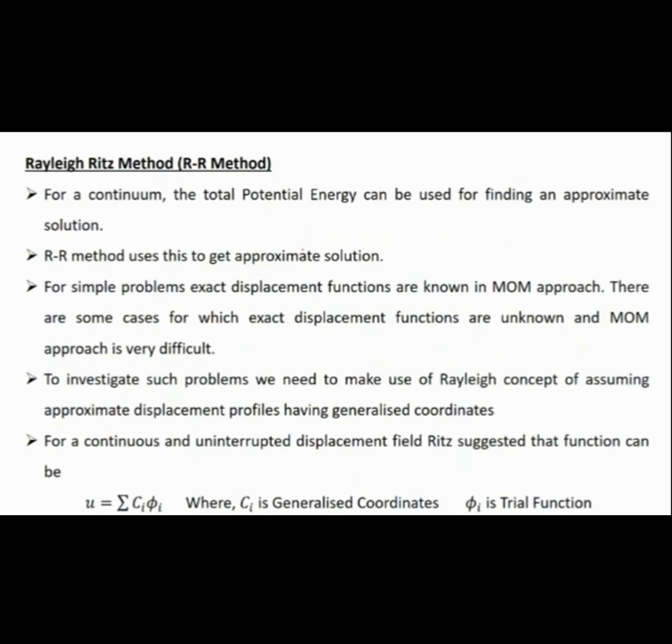Okay. So moving to the Rayleigh method, it is also called RR method. Here, for any continuum, the total strain energy can be used to find the approximate solution. Just now we have seen the previous problem. So the RR method, this Rayleigh method, is nothing but a method that uses the potential energy method to get the solution to the problem.